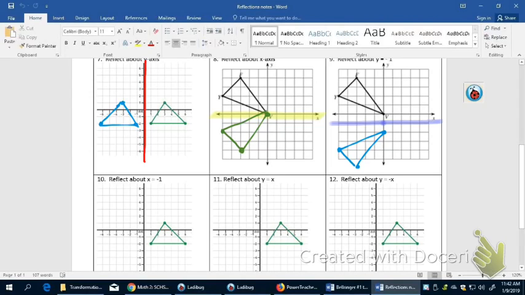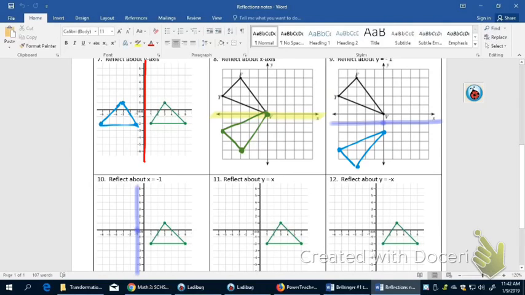Any questions? Okay, let's look at number 10. Number 10 says reflect it about x equals negative 1. That means I go to the x-axis, put a point at negative 1, and then draw a line. This time my figure is coming left to right, so it's going to come over here since that's the line I'm reflecting about.